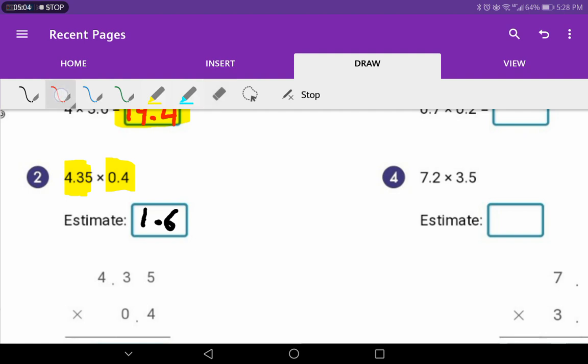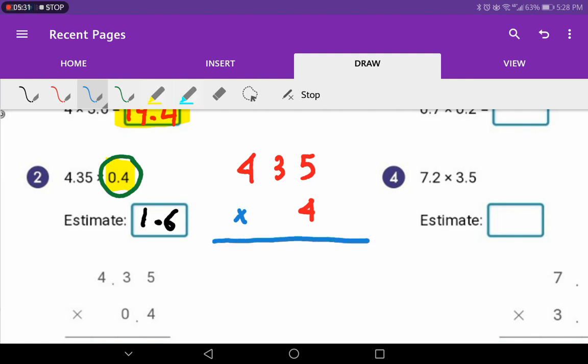So the first factor is 435. It is coming from here, my dear student. And the second factor, my dear student, is this. I will stop right at 0.4. I take the number only. So multiply by 4. Now, I do this multiplication. It is 1 digit by 3 digits. And you know how to multiply this, my dear student.